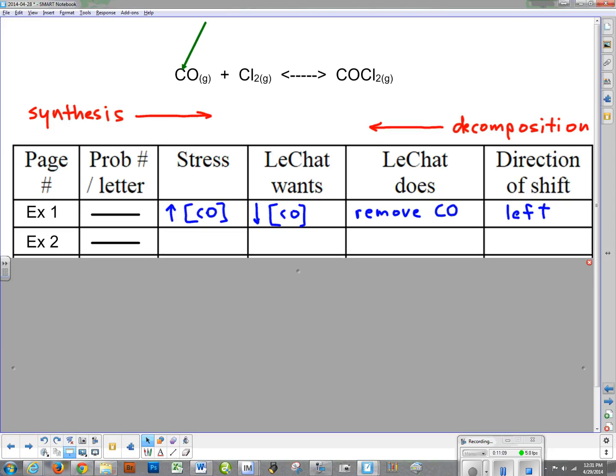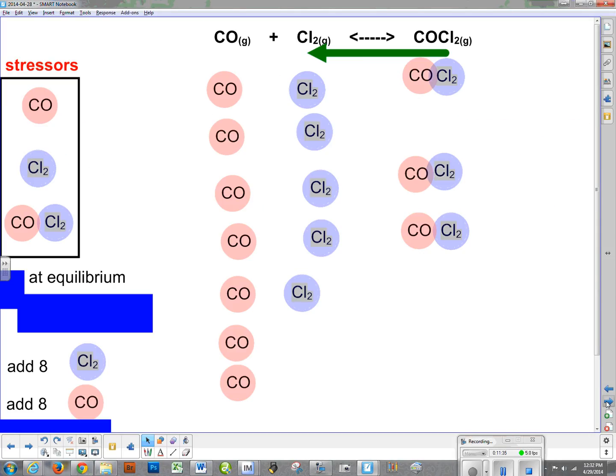Let's do a different deal where we decrease the amount of COCl2. And so we know that if that concentration is lowered, the concentration needs to go up, according to Le Chatelier, COCl2. So let's make up a case for this particular situation.